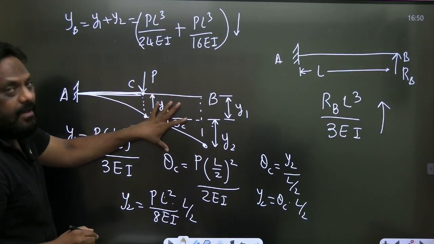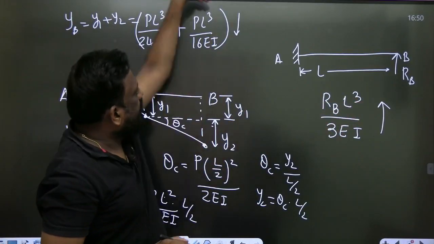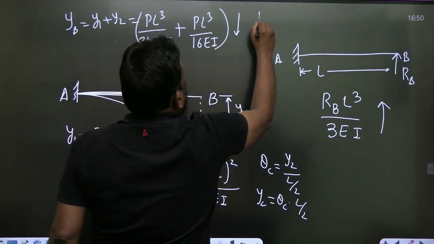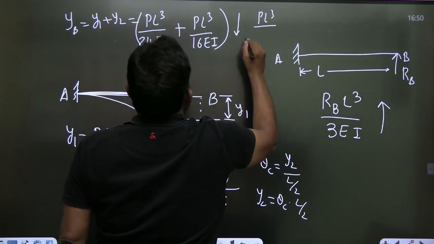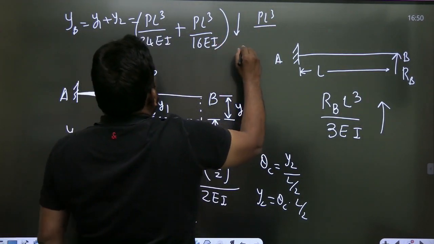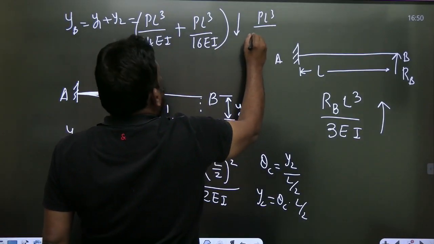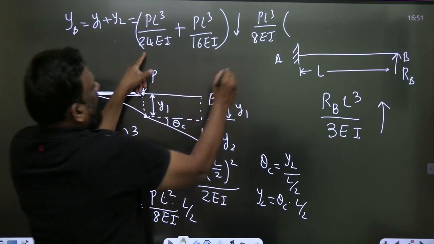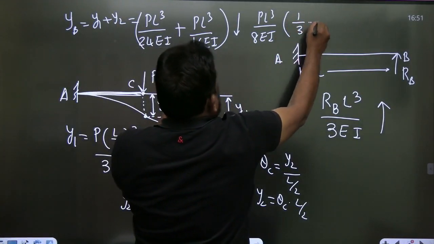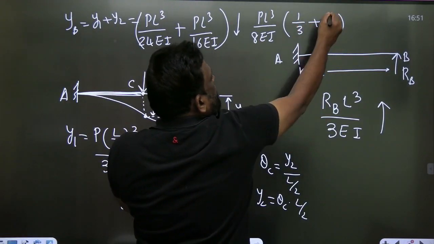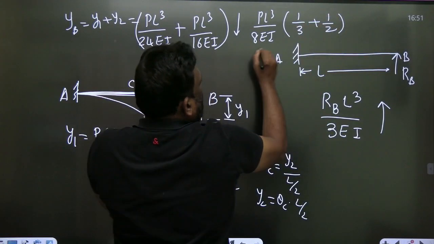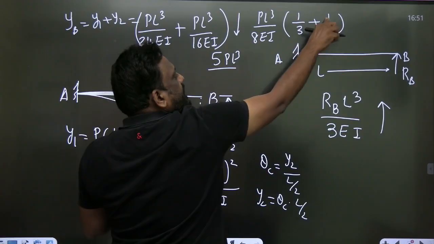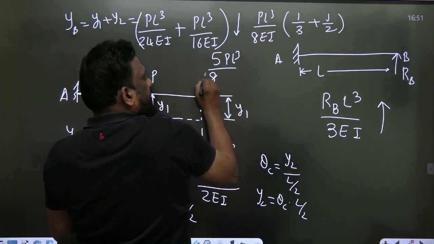Its total deflection is downward, but there is a support at B. So the downward and upward deflections should be the same. So equate these two. I will take 8 EI common. So it will be 1 by 3 plus 1 by 2, so 2 plus 3 is 5 by 6. So it will be 5 PL cube, 6 into 8 is 48 EI.